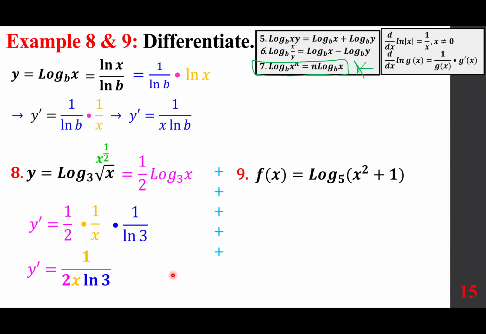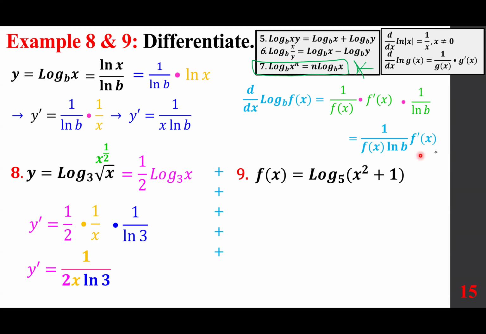What about this one? I hope you realize what we are really adding to this concept is that this is a function of x. In this case, we didn't need the chain rule. In this case, we do. Therefore, the derivative of log base b of f of x: because we are dealing with log, we're going to flip this over, 1 over f of x. Because this is a function of x, by the chain rule times f prime of x. Because the base is not e, 1 over ln b. And that's it, you put them together: 1 over f(x) ln b times f prime of x.